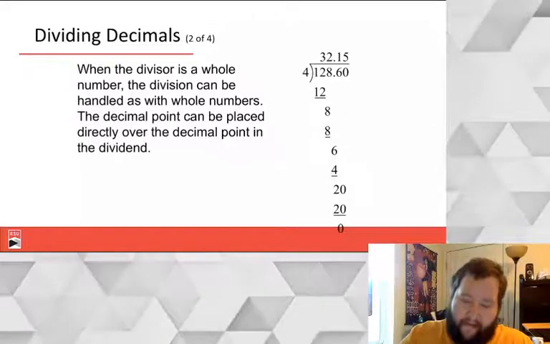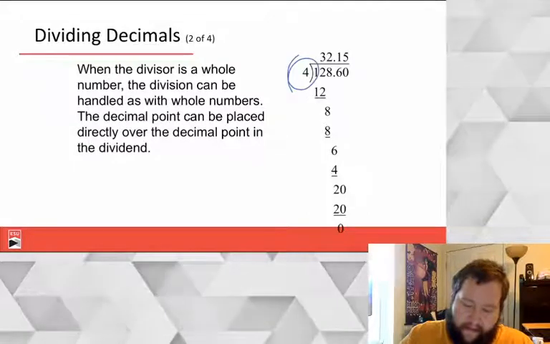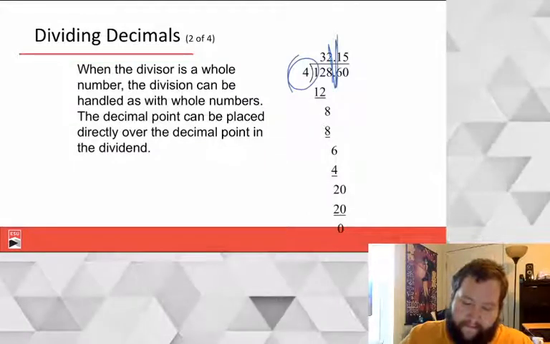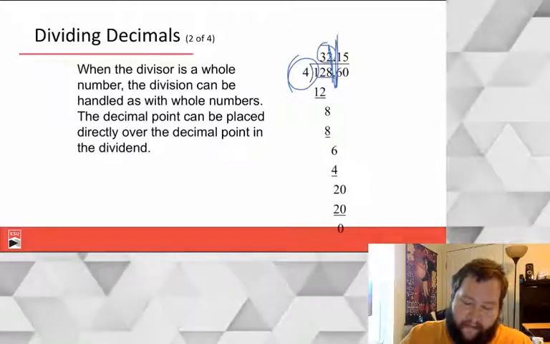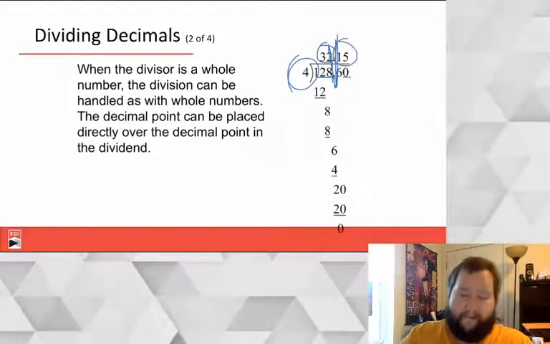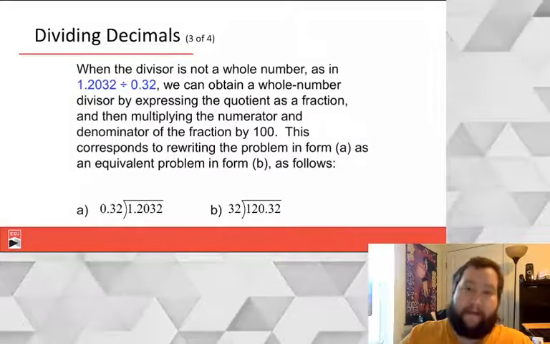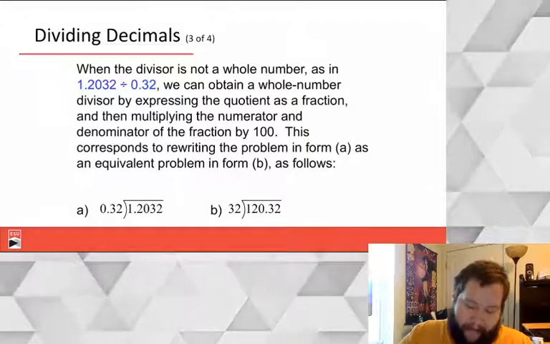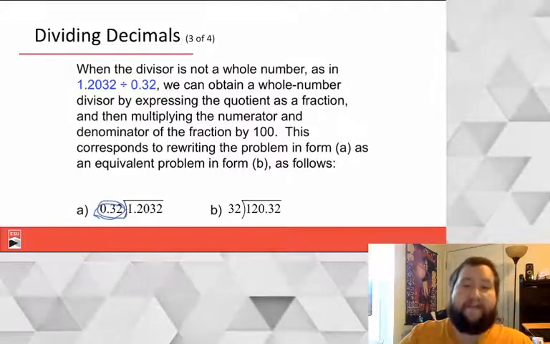So when our divisor is a whole number, that decimal point just comes up for the ride, because our 128 divided by 4 was 32, and our 60 divided by 4 was 0.15. But that's not what happens when we don't have a whole number there. If we have, say, 0.32, our process doesn't quite work.